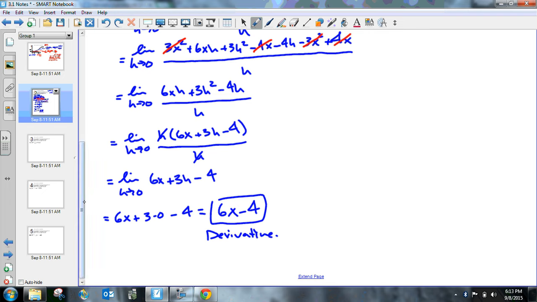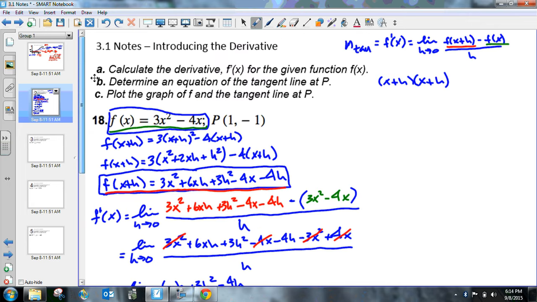And so here's what I want you to write. This is equal to f prime of x. So f prime of x is equal to 6x minus 4. That's the first thing that I want to do, calculate my derivative. Now, the next thing I want to do, let me write that up here. So let me write up here that f prime of x is equal to 6x minus 4.